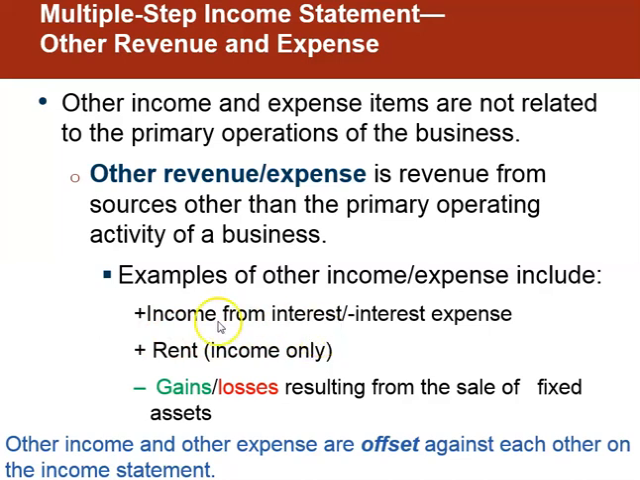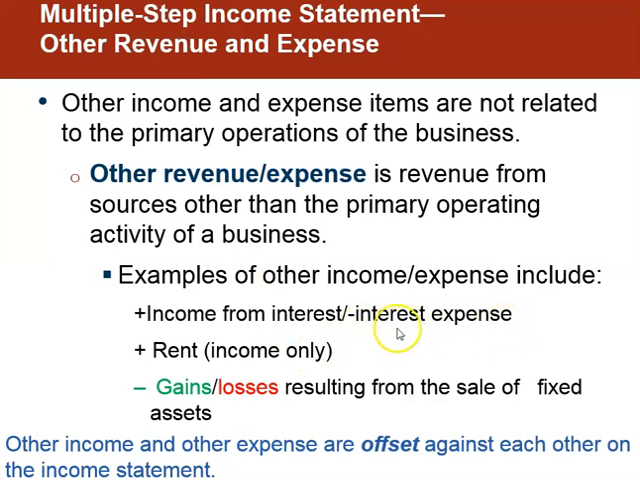So this shouldn't be a major source of income, but if we make money from interest, we have to include that. We might have a bank account or a CD, a certificate of deposit, where we earn a little bit of interest. We have to include that because it contributes to net income, but again it is other revenue.